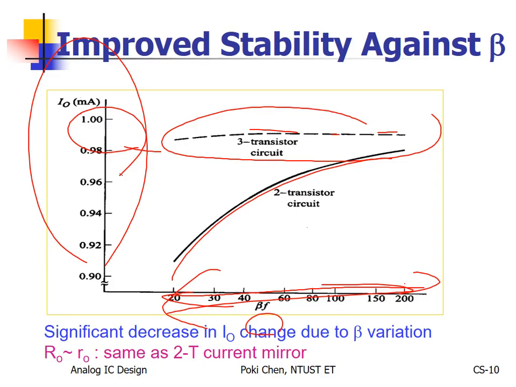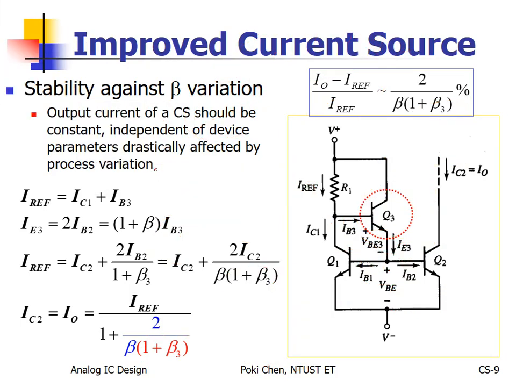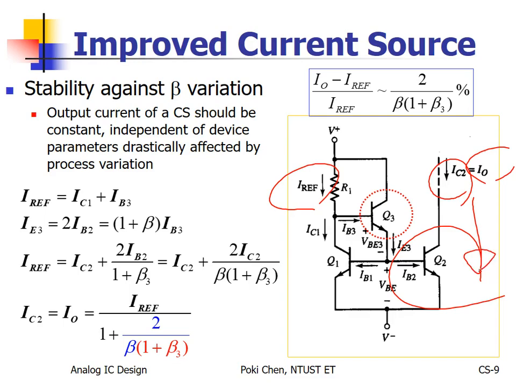Very good. But you improve only the accuracy. I mean, you try very hard to match I/O to I reference. However, you still only have Q2 for output. What does it mean? From the output, if you look back, you get only RO, the output resistance of Q2, according to the early voltage. And how much is this? Around 100 kilo ohms. Sometimes it's not good enough.